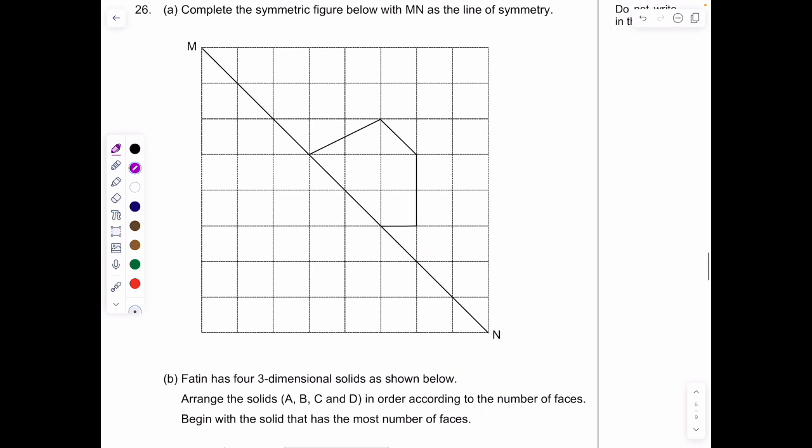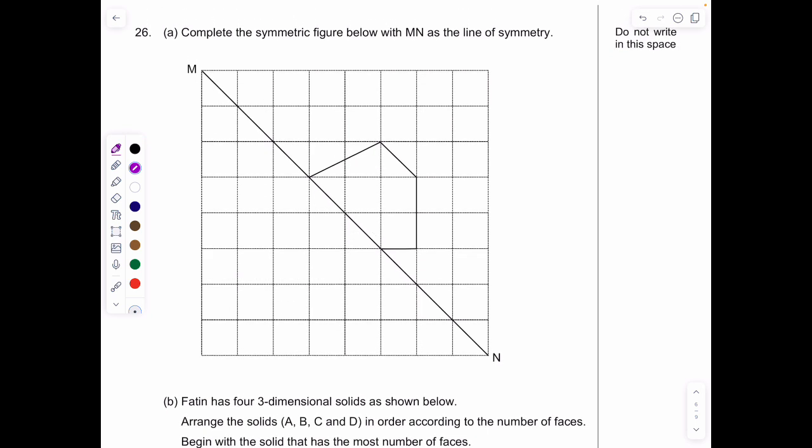Question 26, complete the symmetrical figure. Now, all you need to know is that they need to be mirror images, okay? So one is over here, and then that's one cube down. Just make sure that, okay, check that they are mirror images.